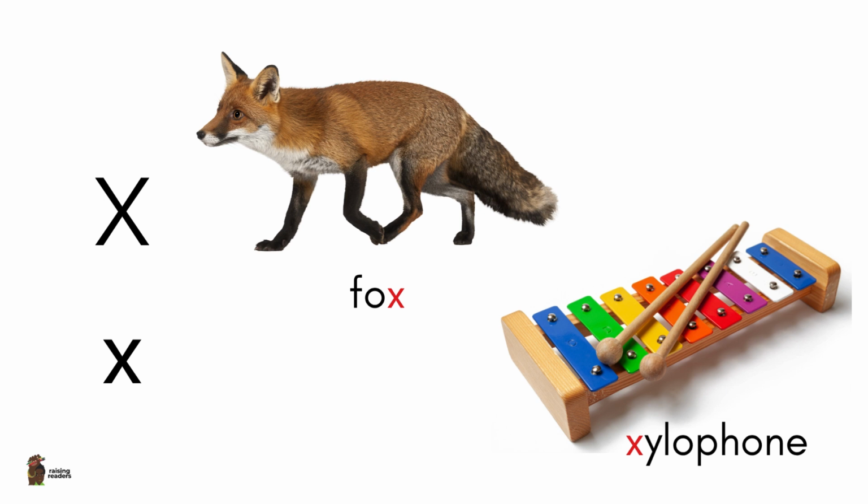And then X does say her sound in her name, like in the word fox. And she also says another sound, Z, like in xylophone. And so the S can make the Z sound and the X can make the Z sound.